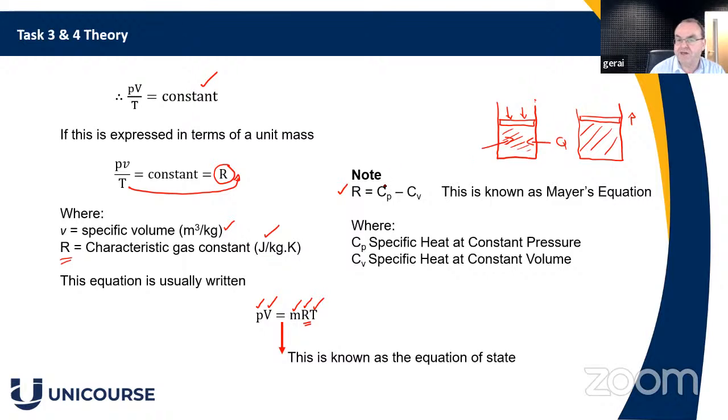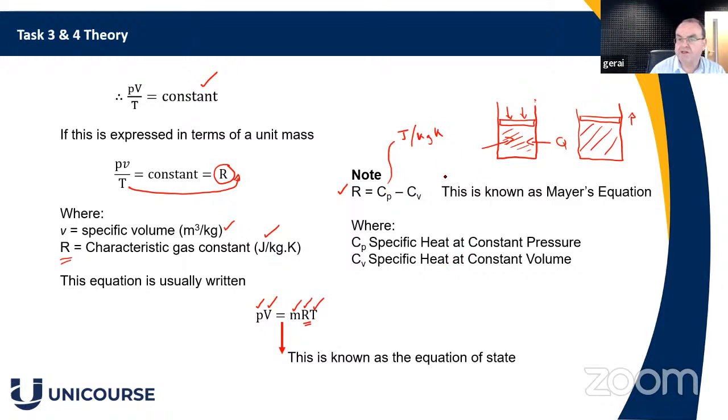So the specific heat at constant pressure is the energy required to increase the temperature of 1 kilogram by 1 degree. So it's the energy required to heat 1 kilogram by 1 degree. That's what we call the specific heat at constant pressure.